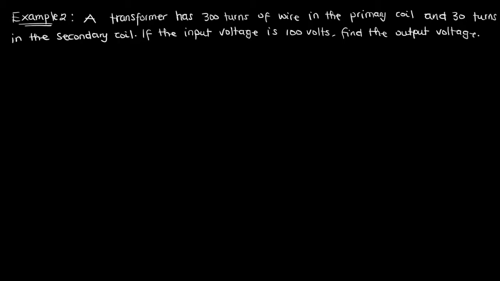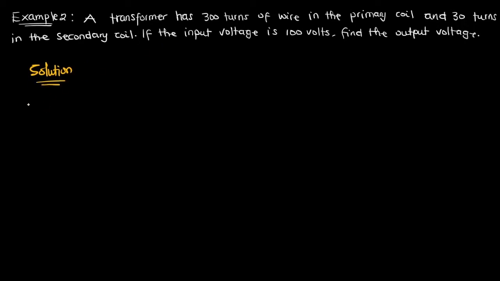Since it is a step down transformer, the output voltage should be smaller than the input voltage. So if I get an answer which is more than 100, I should automatically know that my answer is wrong, because it is a step down transformer, and therefore my secondary voltage, or my output voltage, should be less than the input voltage. All right, let's write down our solution.